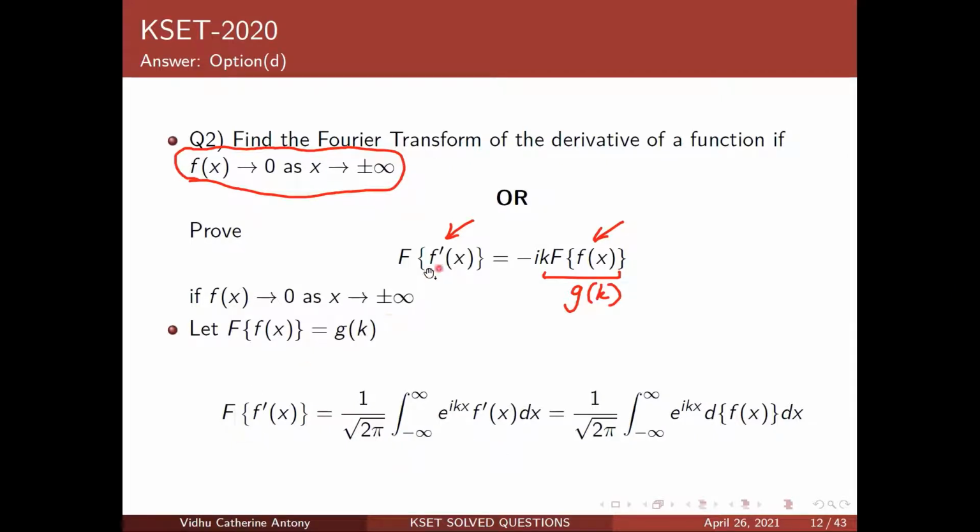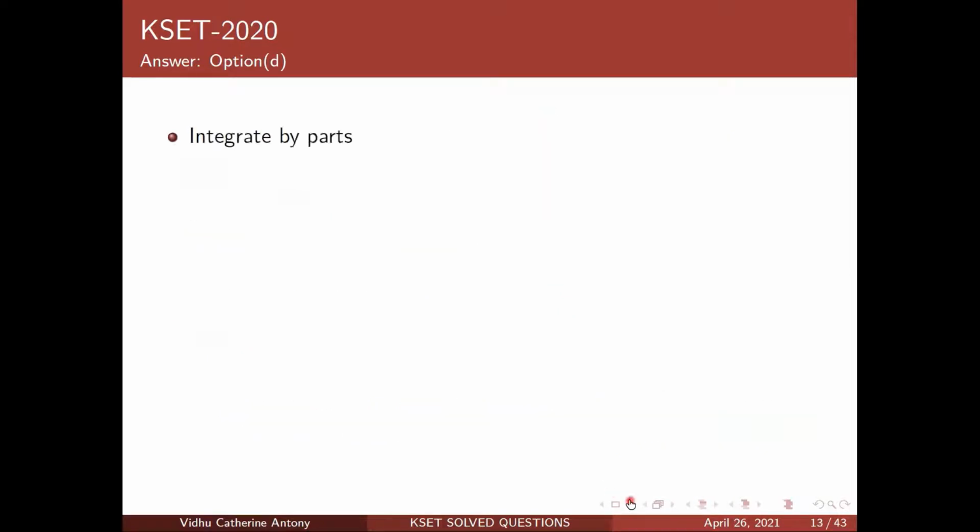First, I will write the Fourier transform of the derivative of the function as such. So you have 1 divided by root of 2 pi, integral from negative infinity to infinity, e to the power of ikx f prime of x dx, which is equal to 1 divided by root of 2 pi, integral from negative infinity to infinity, e to the power of ikx, and I can also write this as d of f of x because I'm looking at the derivative of the function. Next, this is your first function and this is your second function. So I now have to do integration by parts. Let's clear all of this off and move on to integration by parts.